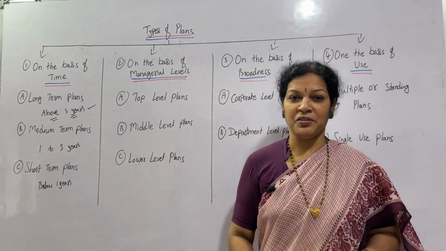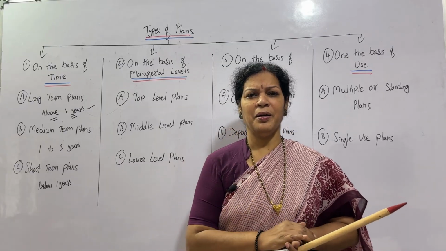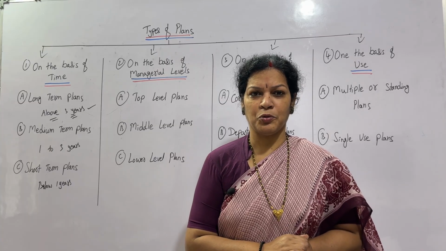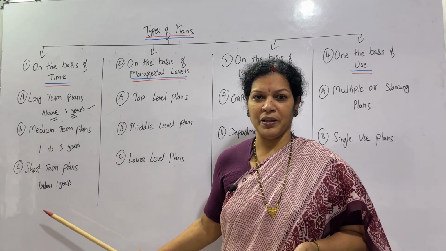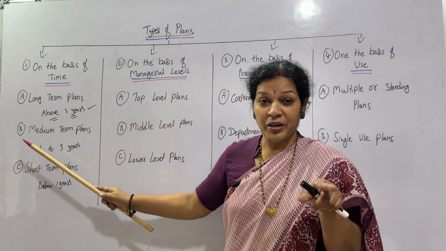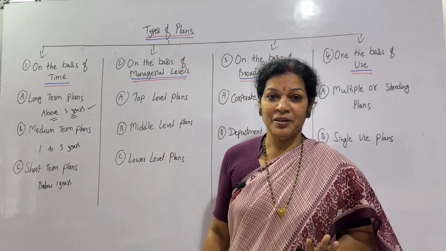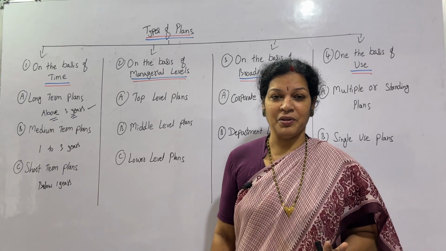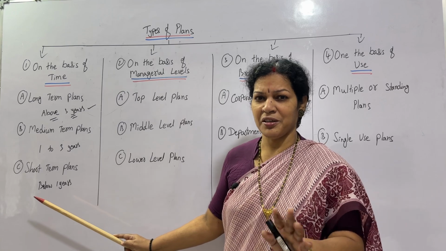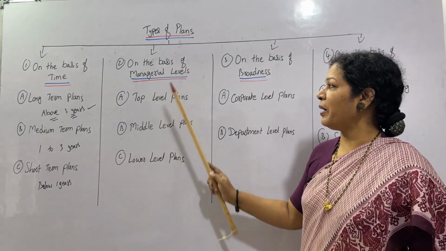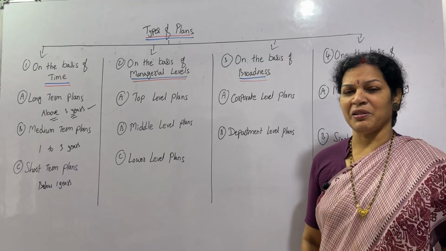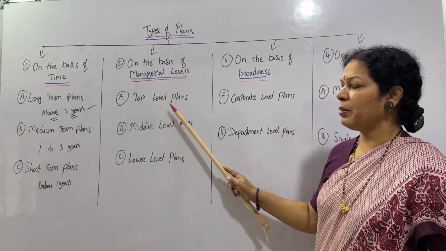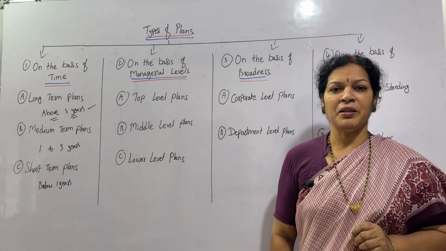Next one, short term plans. Short term plans are prepared below the management level, by department managers and most of the time supervisors. So there are three according to time: long term, medium term, and short term. Easy. More than 3 years, 1 to 3 years, below 1 year. Understood, learn it by heart. Second one, on the basis of managerial levels. Who are the managerial levels? As I told you, top level, middle level, and lower level, the same one. Top level plans are prepared by the top level management.